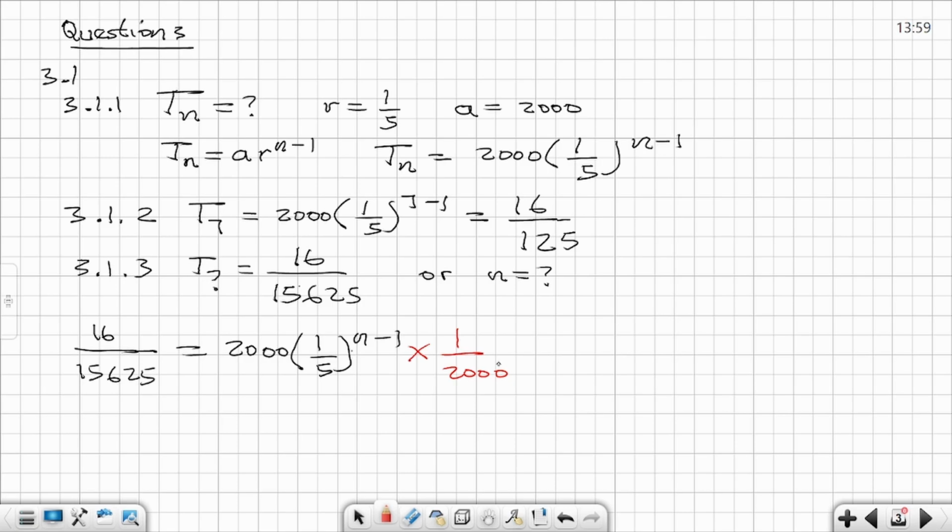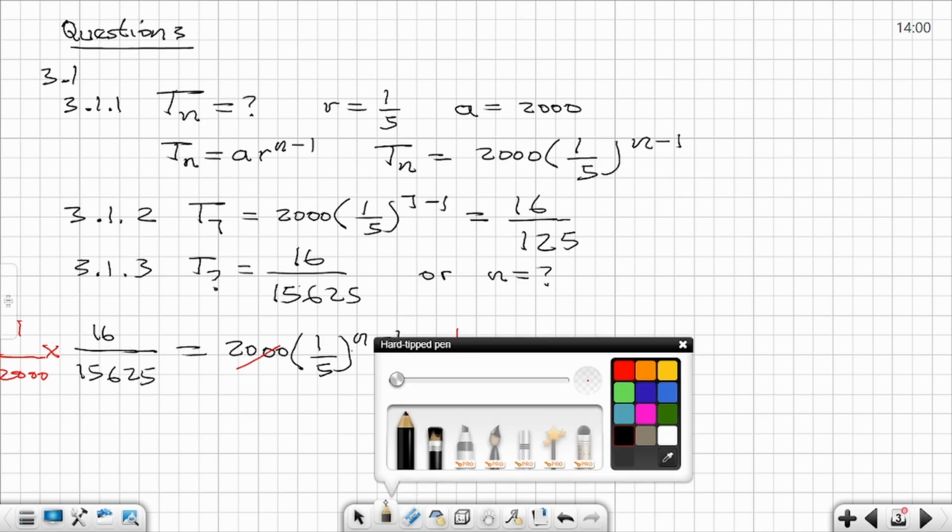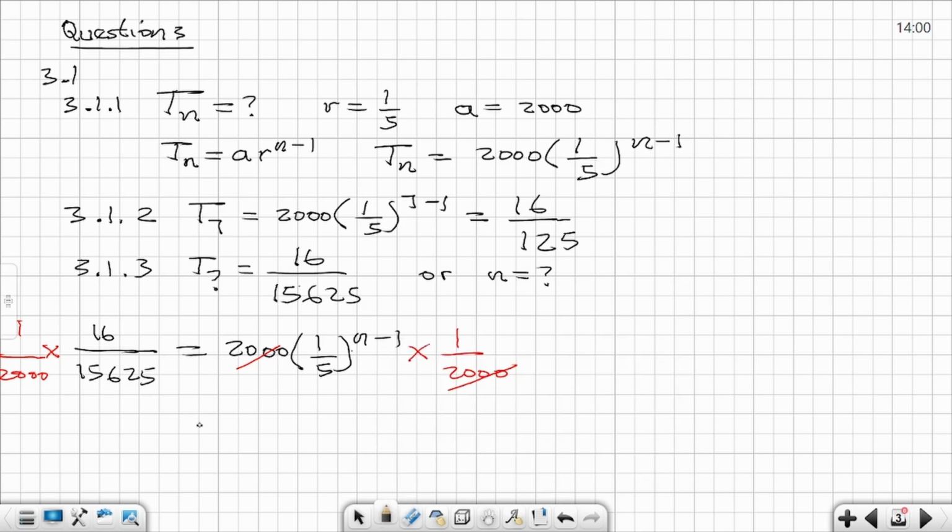So this 2000 and this one will cancel. So I'll multiply by 1 over 2000. I hope you can see my 1 over 2000. So now this 2000 and this one will cancel. Okay, what do I have on my right side? I'll remain with 1 over 5 to the power of n minus 1.